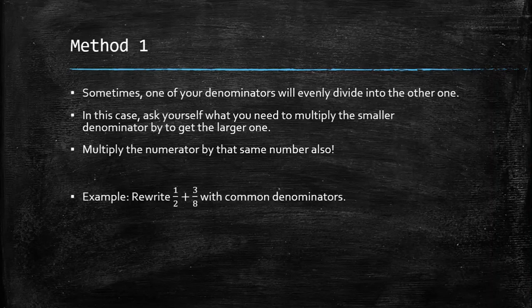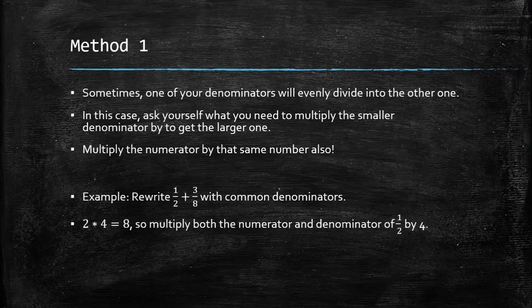So as an example here, let's say we want to add 1/2 and 3/8. We're not going to actually do the addition here, but we want to rewrite this so that we have common denominators. So 2 divides into 8, and it divides into it 4 times. So that means that we need to multiply both the numerator and the denominator of that 1/2 by 4. So when we do that, we get 4 over 8 plus 3 over 8. We didn't have to change the 3/8 because we were able to use that eighth. But we did have to multiply both the 1 by 4 and the 2 by 4, or else we would have changed the value.